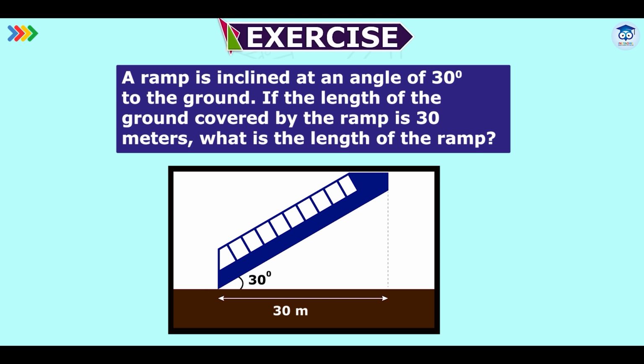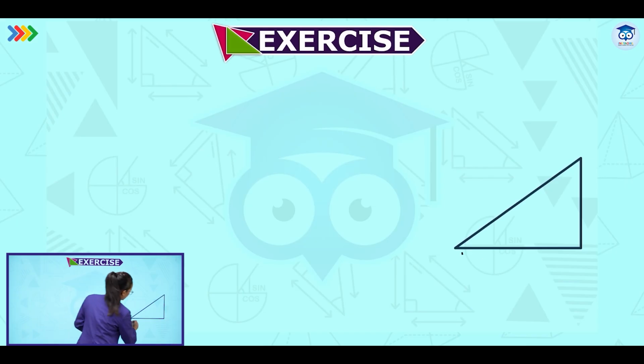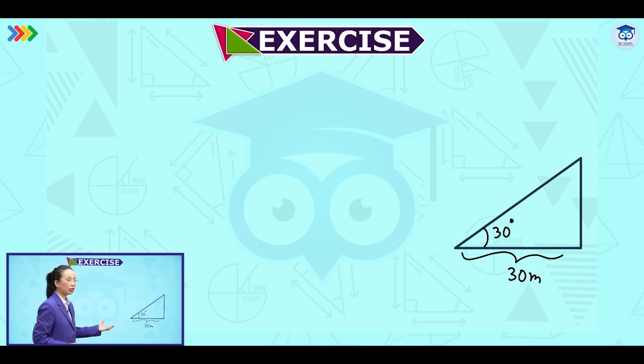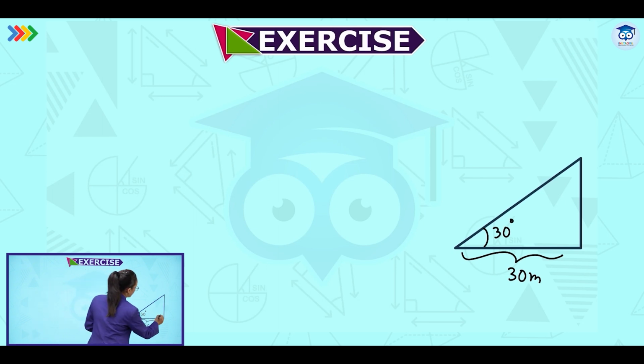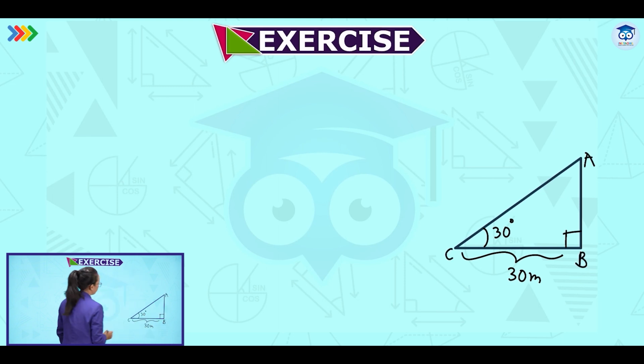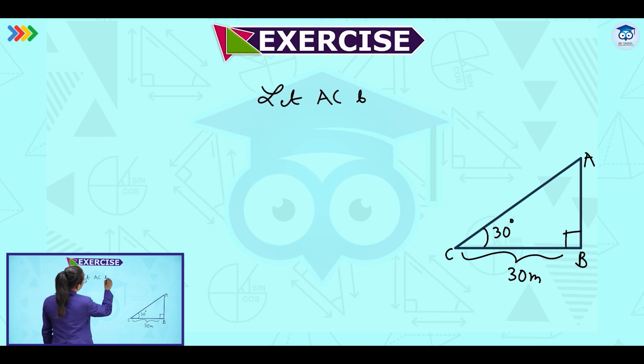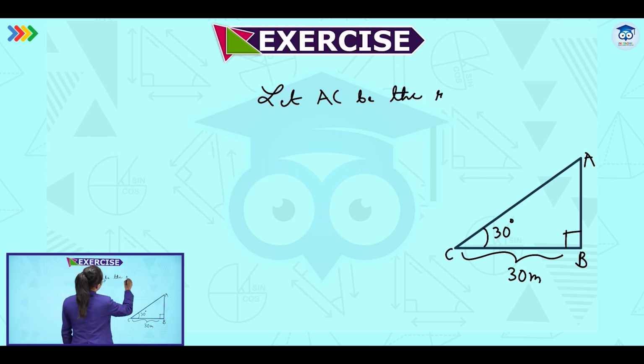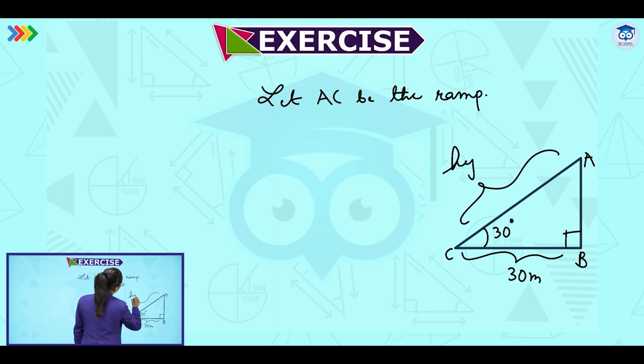Next we have a ramp is inclined at an angle of 30 degree to the ground. If the length of the ground covered by the ramp is 30 meters, so what is the length of the ramp? This is 30 meter and this is 30 degree, right? So now this is 90 only, so you can consider this ABC, right? So let AC be the ramp.